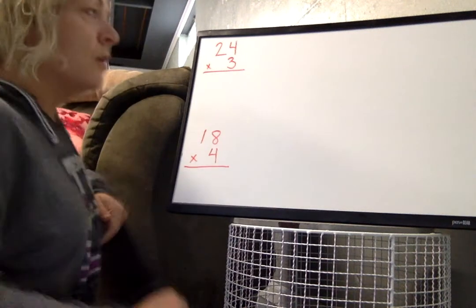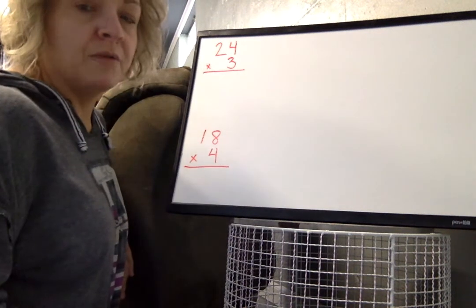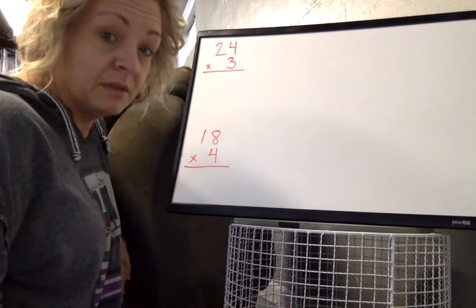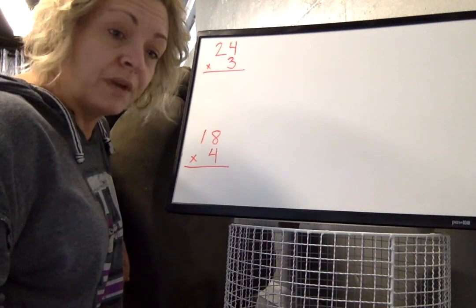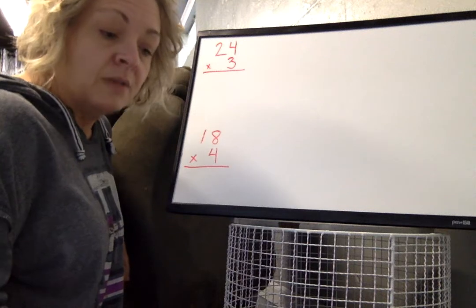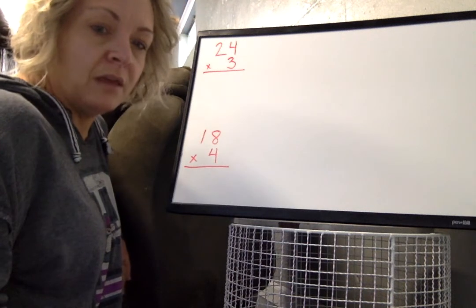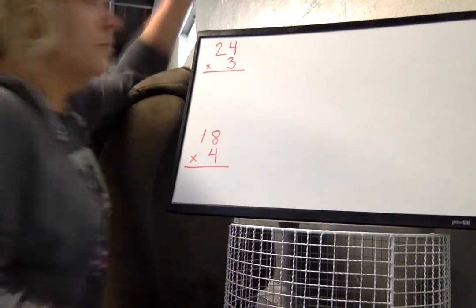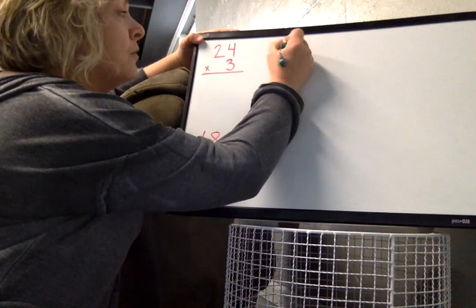That would be 3 groups of 24. So think of maybe 3 classrooms, and each classroom has 24 students. So how many students would that be in all? We're going to use break apart first. So I'm going to rewrite it over here.